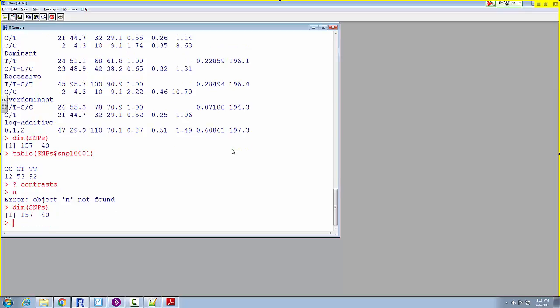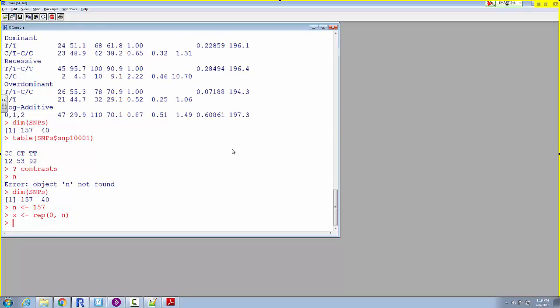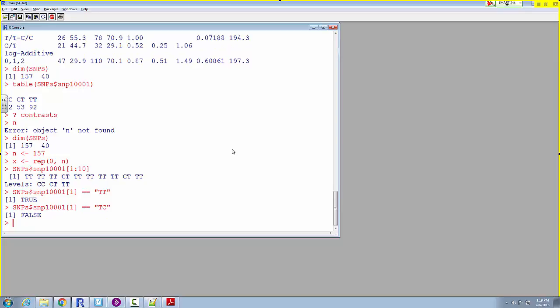So we have 157 individuals. Let's make X be 157 zeros to start. And then I'll just update all the places where it's not homozygous T with a 1. So SNPs, $SNP 10001. Let's look at the first 10. Looks like that. So does the first one equal TT? Yes. Does it equal TC? No. Okay. So let's do X where SNPs, $SNP 10001, X where that is not equal to TT. Anywhere we don't have homozygous T, let's put a 1.